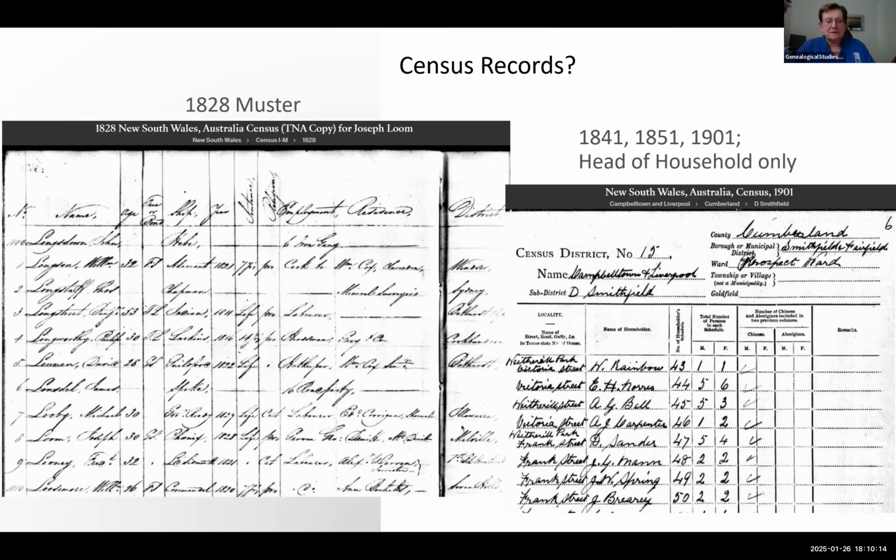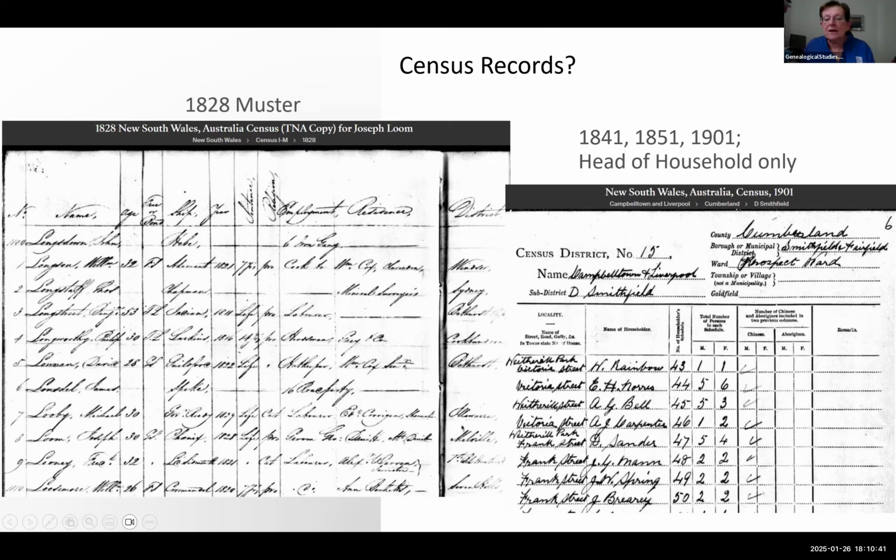You had a copy that is also available in Australia, but it's a lot harder to read. So the National Archives copy is a lot better to read. In this case, I've got this from Ancestry. The person I was interested in here was Joseph Loom, down here, number 8. And all of his details: he was 30.